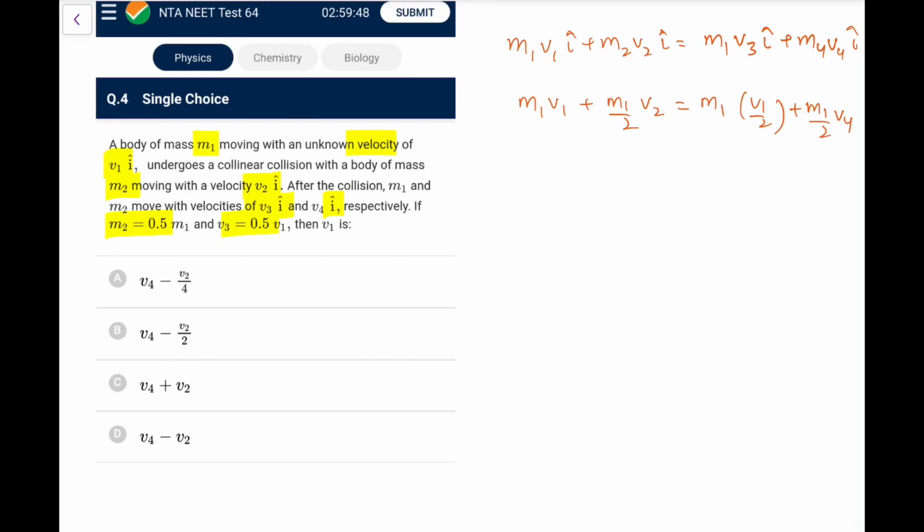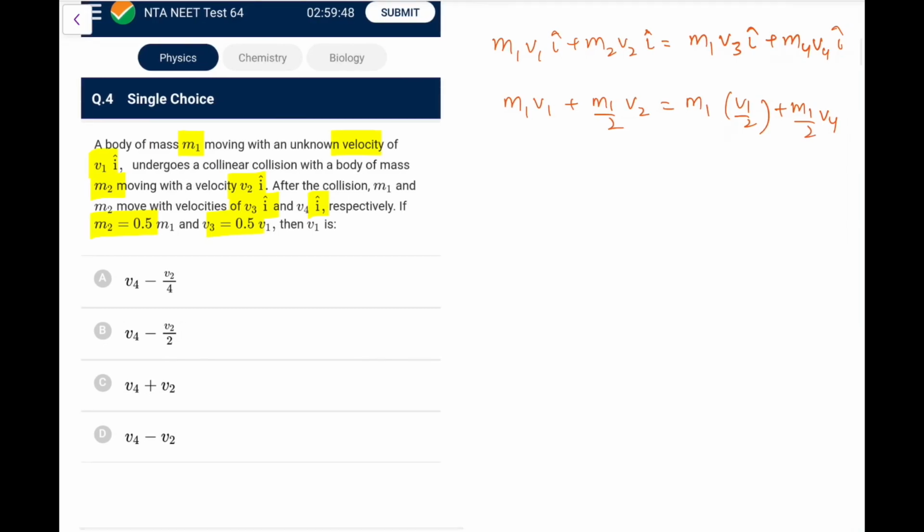So what is the value of v1 now? The value of v1 will be, take it here, it will become m1 v1 by 2. There it will become m1 by 2 common, v4 minus v2. So this goes, so v1 is v4 minus v2. That is what we are getting from the options, so D.